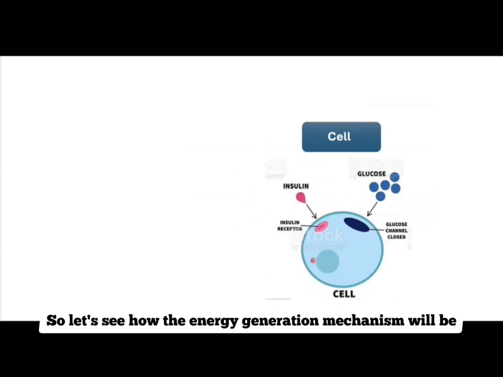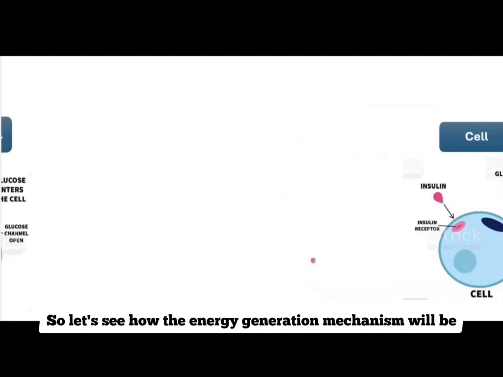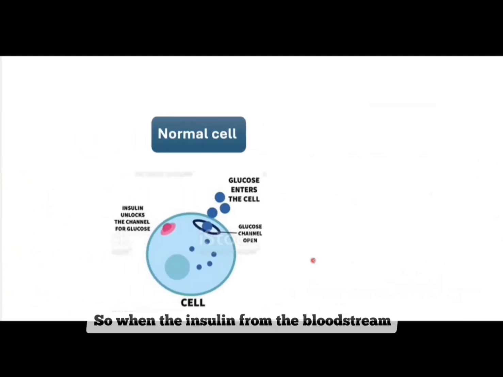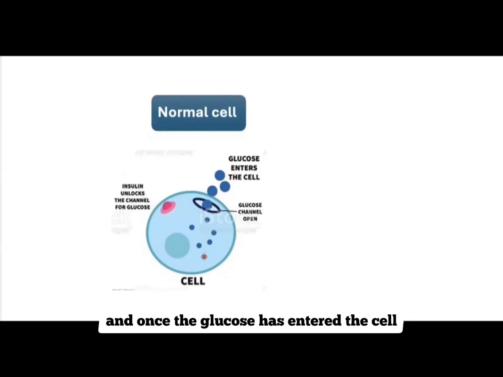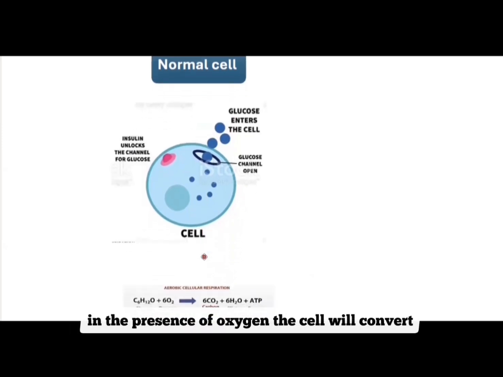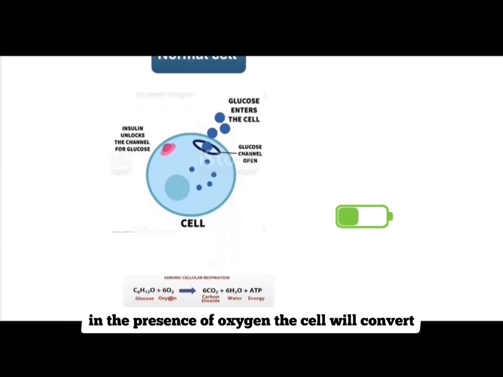So let's see how the energy generation mechanism works. When the insulin from the bloodstream is paired up with the insulin receptors, the glucose channel will be opened, and then the glucose from the bloodstream can enter into the cell. And once the glucose has entered the cell, in the presence of oxygen, the cell will convert the glucose plus oxygen into carbon dioxide and water, and energy will be created.